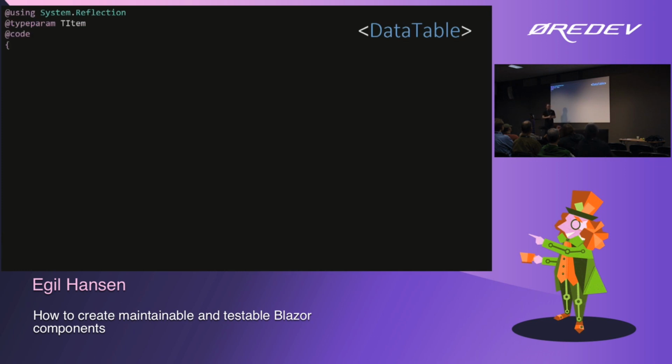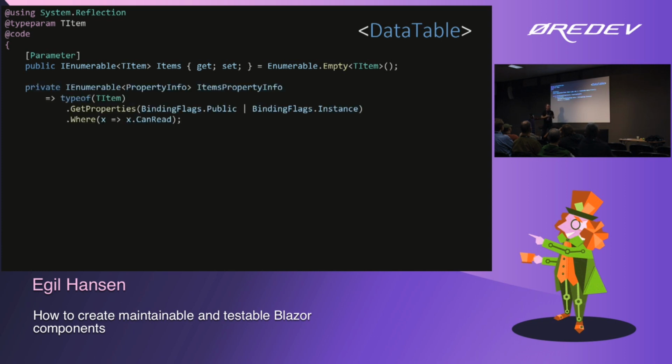First, we need some magic, and the magic comes from the System.Reflection namespace, and we need a type param. Okay, the type param is going to represent the TItem that we will render out in our data table. Once we have that, we need a parameter that we can pass items into. And after we have that, we need some help. We need that ItemsPropertyInfo property we have here, which is going to use reflection to get all the public instance properties of our TItem that we can actually read.